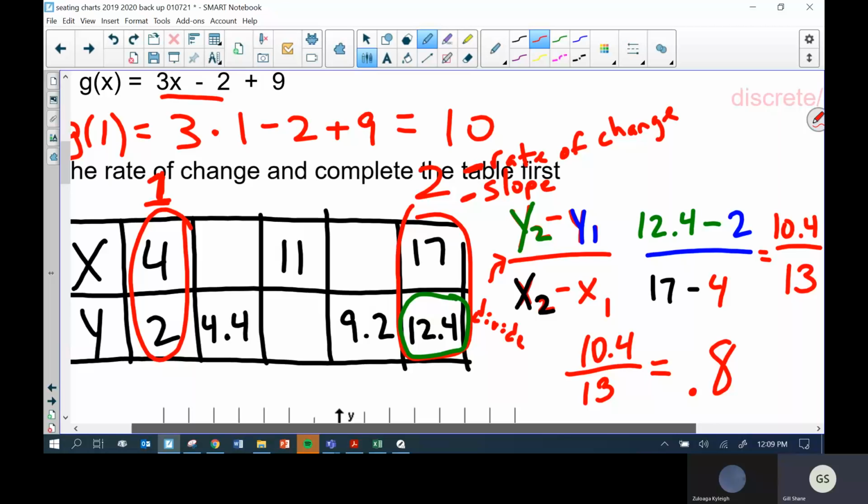Whoop, maybe. See, it always does that when I zoom in. I don't understand why.